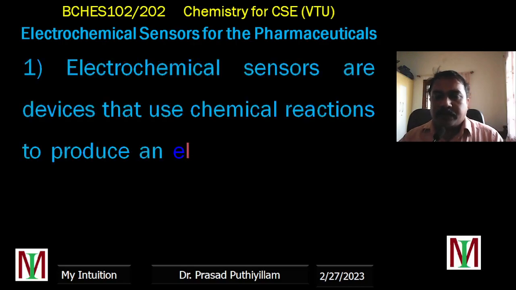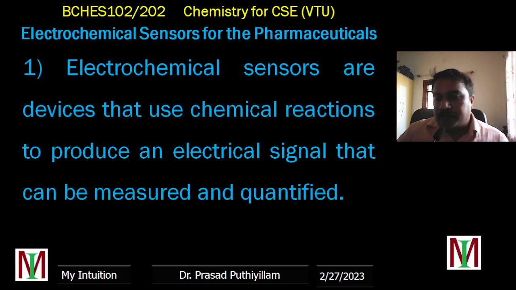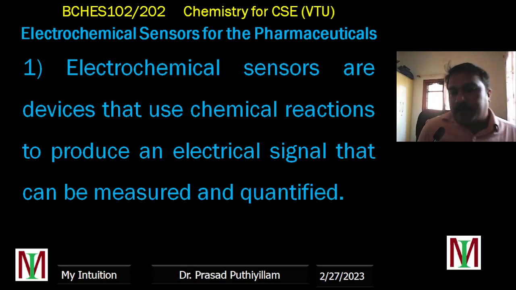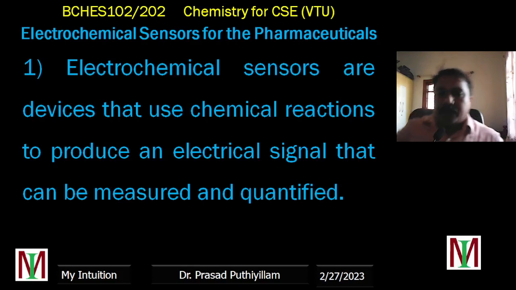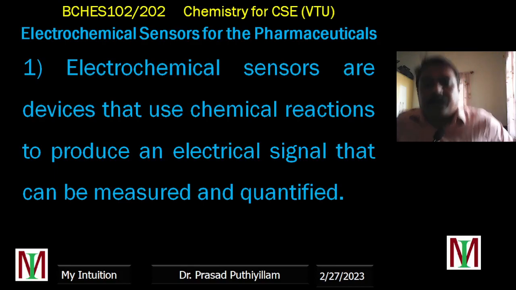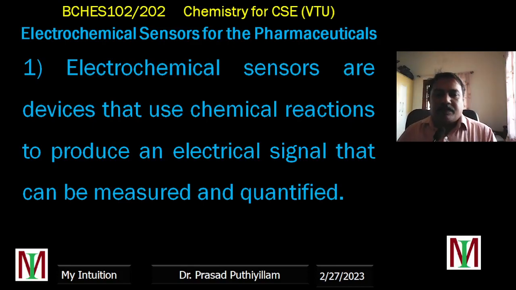The points are given point-wise. It has nothing to do with the numbers 1, 2, 3; I just made them point-wise to identify the different points. By seeing these points, you can answer all four questions given in the previous slides. So electrochemical sensors are devices which use chemical reactions to produce an electrical signal that can be measured and quantified. That is the meaning of electrochemical.